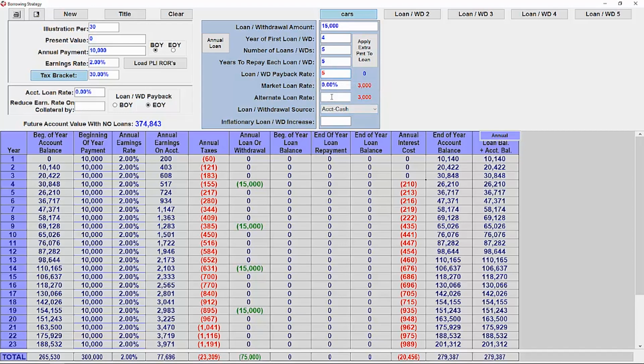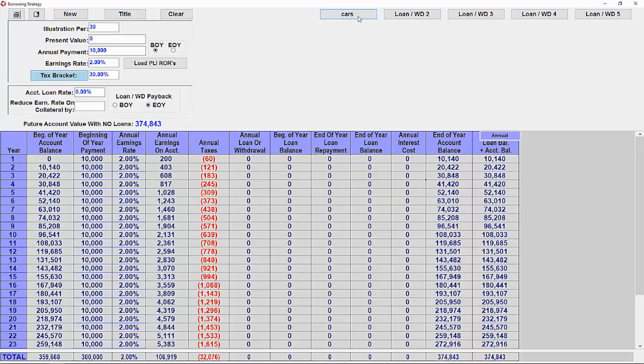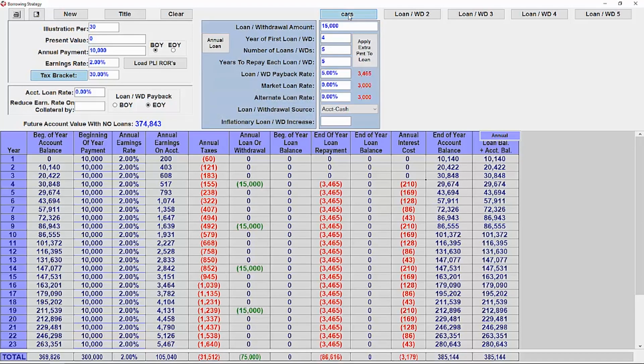You're actually going to find that the account balance goes all the way up to $385,144. Another thing you're going to notice is that it is even more. By paying yourself interest on those cars, you're actually increasing your end value. And it makes a lot of sense because you're paying 5% and you're only earning 2%.